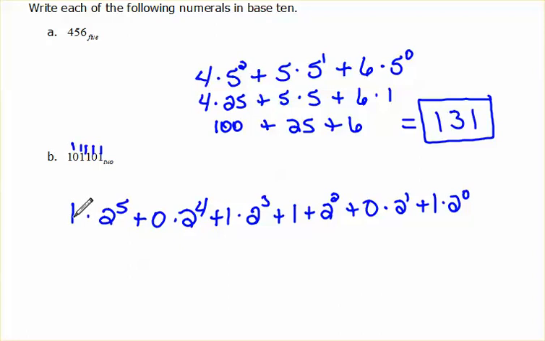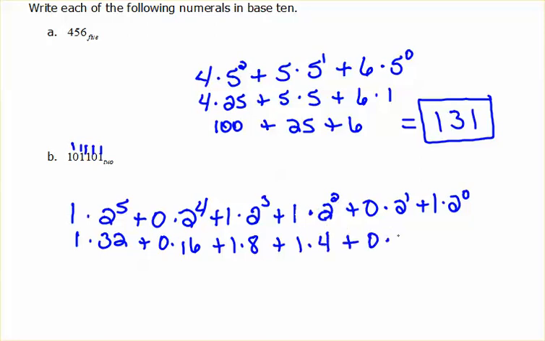So you see, you're just multiplying by positional values, which is very cool. So this would be 1 times 2 to the fifth, which is 32, plus 0 times 2 to the fourth, which is 16, plus 1 times 2 to the third, which is 8, plus 1, oh, that should be a multiplication symbol there. Sorry about that. 1 times 2 squared, which is 4, plus 0 times 2 to the first, which is 2, plus 1 times 2 to the 0, which is 1.